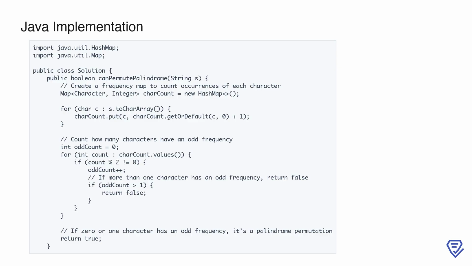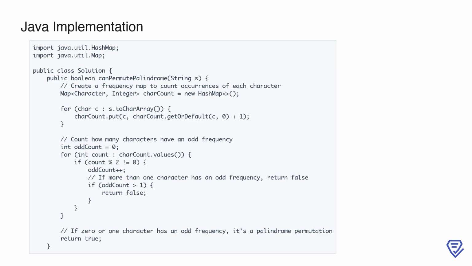First, we create a frequency map using a HashMap to count how many times each character appears in the string. This is done by iterating over each character in the string with a for-each loop, and for every character, we update its count in the map using the getOrDefault method. This ensures that if the character isn't already in the map, it starts with a count of 0.